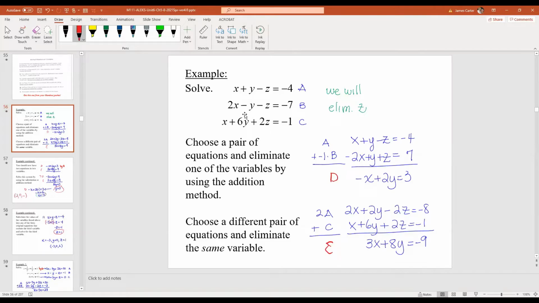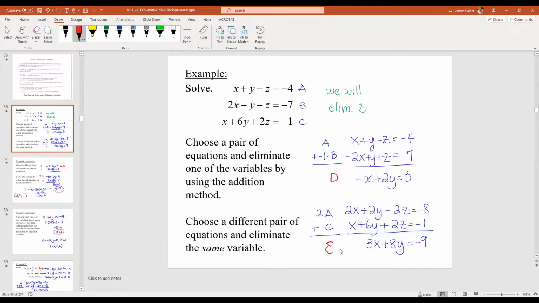Now they took two different equations. They chose A and C. You've got to use C because you didn't use it the first time. Now, A or B, which one you use doesn't really matter. Use the one where the numbers are easiest. So we multiplied 2 times equation A, added them. We eliminated the z's and got equation E.